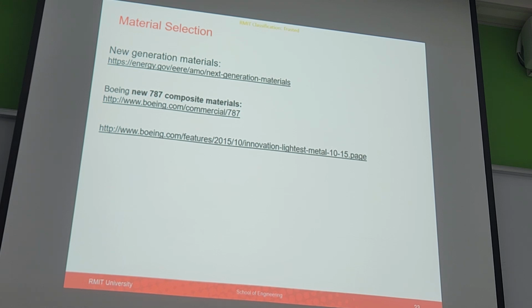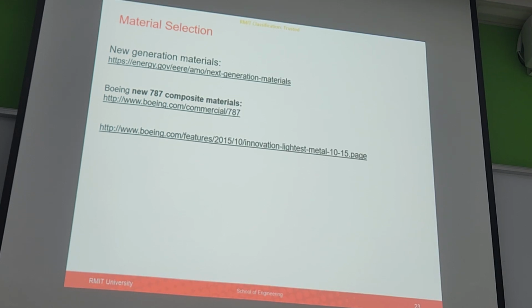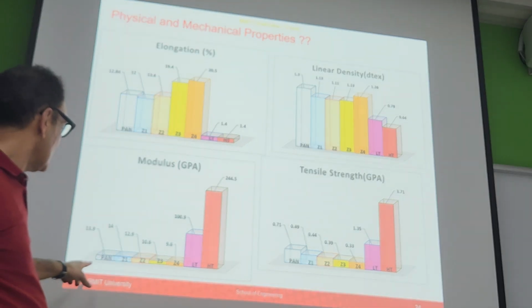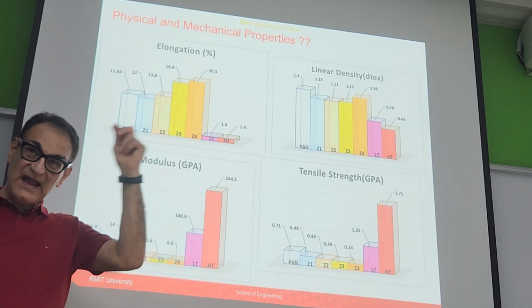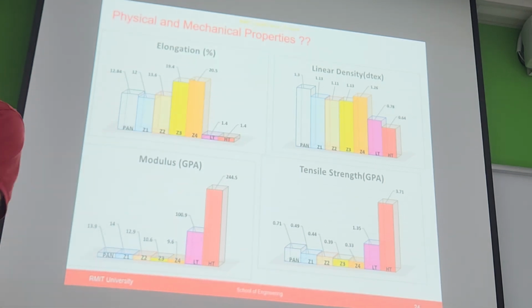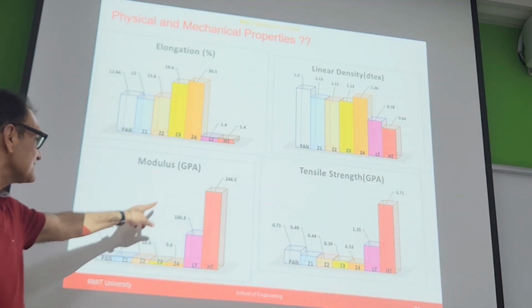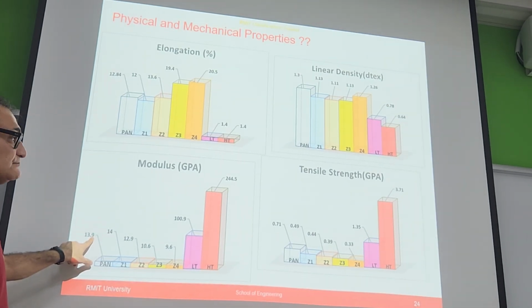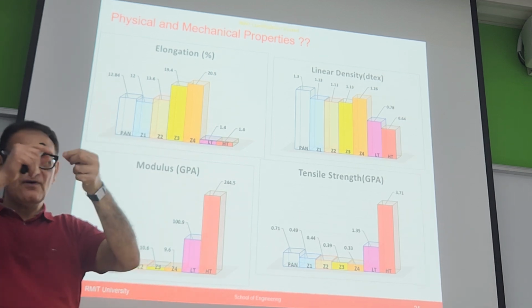What's the benefit of this carbon fiber? Do you know? Strength to weight ratio. I worked many years, as I said, 4 years on this carbon fiber. I don't want to say everything, but this is the PAN. PAN means polyacrylonitrile. We go through the process and we call it carbon fiber. How much is the modulus? 13.9 gigapascal.